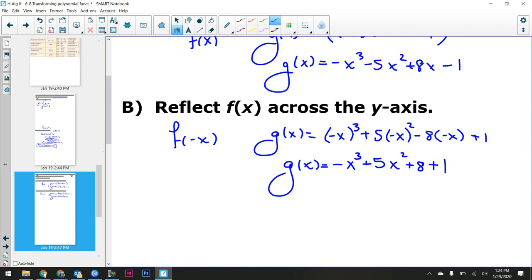Even powers of x will not change. Odd powers of x will change. Even powers of x will change, or sorry, will not change. Odd powers of x will change. Yes, I'm considering 0 an even power, because that'd be like 1x to the 0 at the end. All right. Sound good? Yeah?